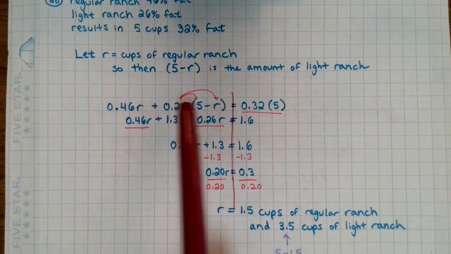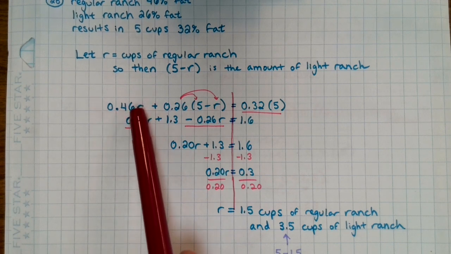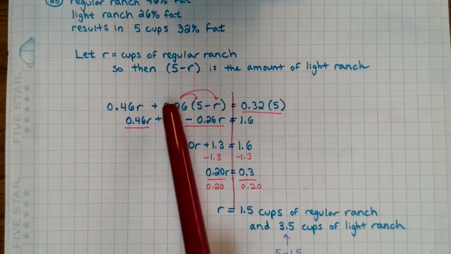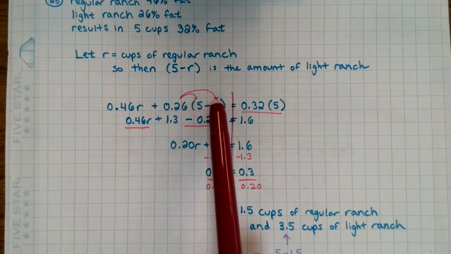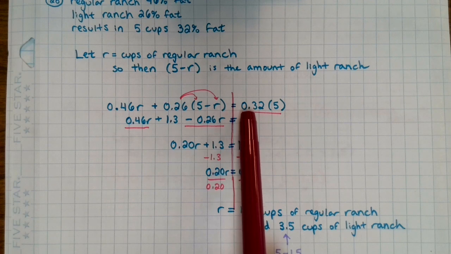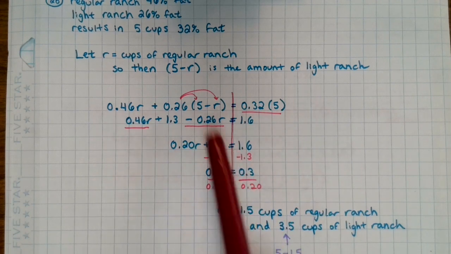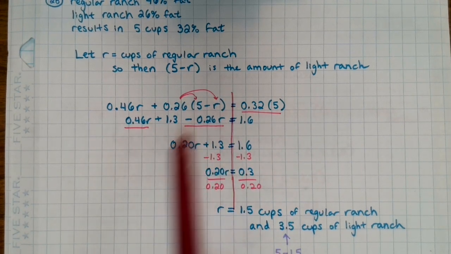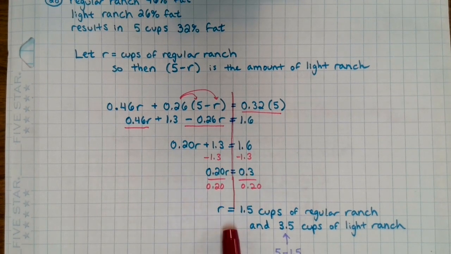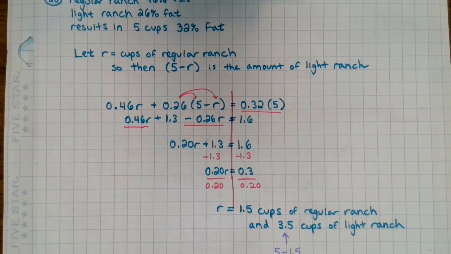So that's what we're going to plug in when we use that setup as before, where we have percent of the first item times the amount of the first item, again R, plus the percent of the second item times the total of that item, so 5 minus R, equals the final percent and the final amount multiplied together. So again, 5 cups. Going through and solving this, we use the distributive property, combine like terms, solve, and then we find out that it's 1.5 cups of regular ranch, which means that you're going to use 3.5 cups of light ranch because you're going to do 5 minus 1.5. So that's just quickly going through that question.